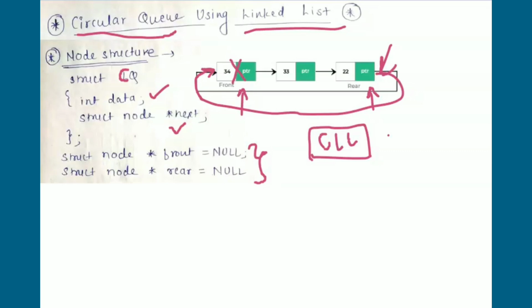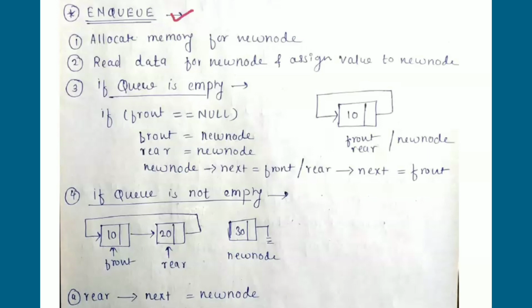Now we will check the operations for circular queue. The first operation is the enqueue operation. When you want to perform the enqueue operation in case of circular queue, that means we are performing the insertion at the rear end. For that, first we will allocate the memory for inserting a new node. After that, we will read the data for the new node and assign the data to the new node.